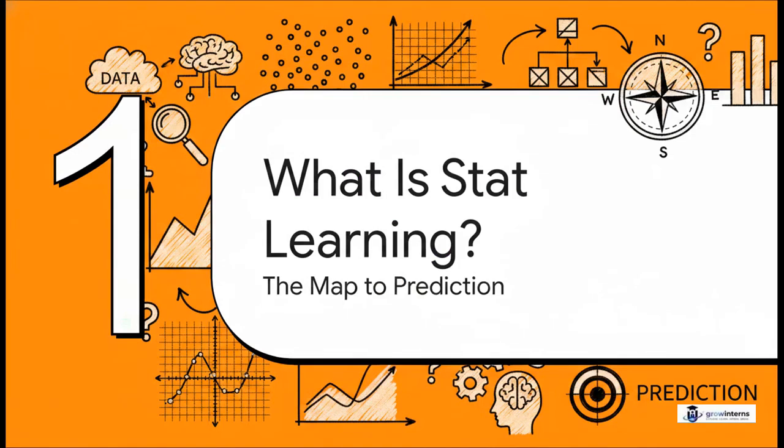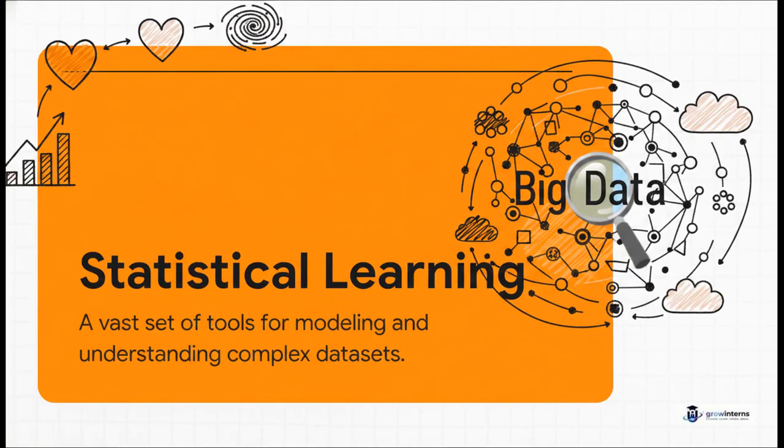All right, Section 1. What is statistical learning? Think of this as your map to prediction. So, what are we even talking about here? At its core, statistical learning is just a massive set of tools for modeling and understanding complex data sets. With the absolute explosion of big data in fields ranging from medicine to astrophysics to finance, statistical learning has really emerged as the mathematical engine we use. We use it to uncover these hidden relationships buried within massive arrays of information. We're essentially just trying to learn the rules and the structure straight from the data itself.